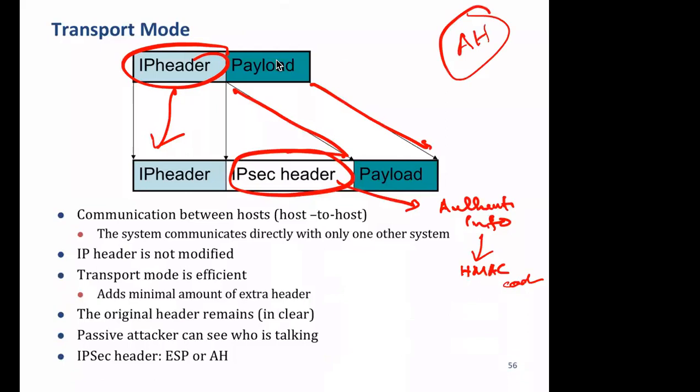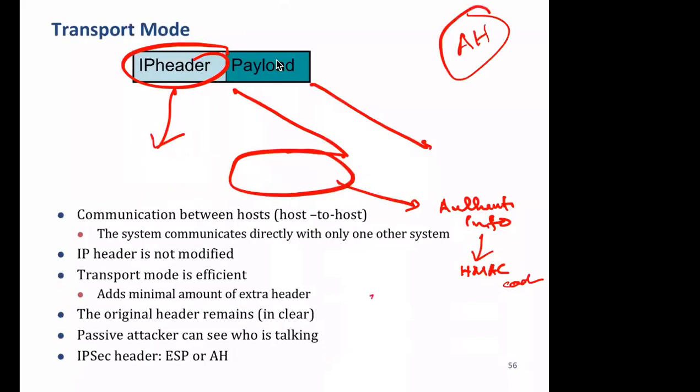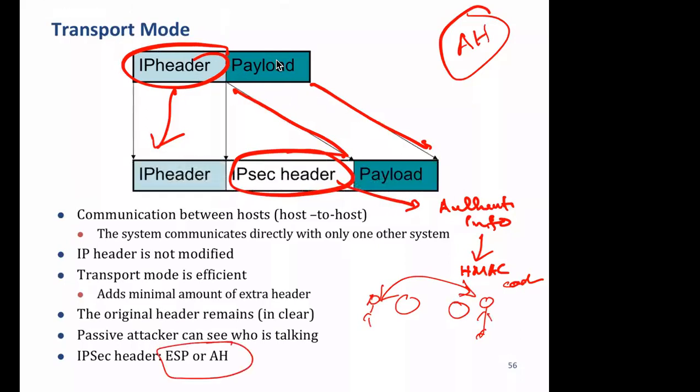So transport mode is between Alice and Bob, Alice's machine and Bob's machine, directly. Even if there's a gateway or router in between, of course there will be, it's between two entities. This is end to end, so no new IP header is required. Okay, and it can use either of the two protocols, ESP or AH.